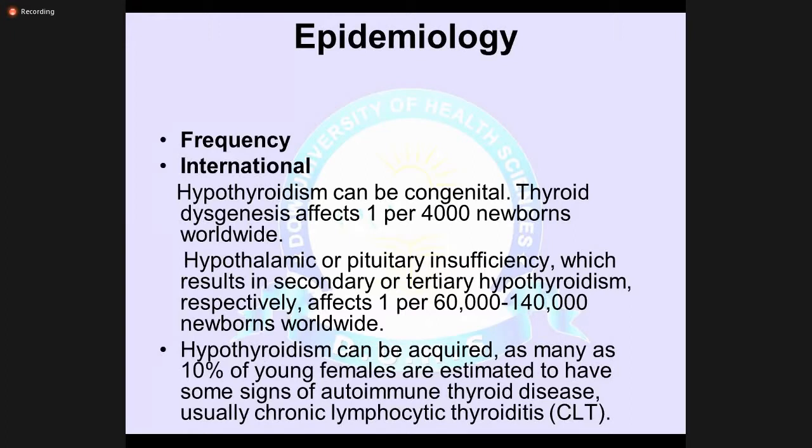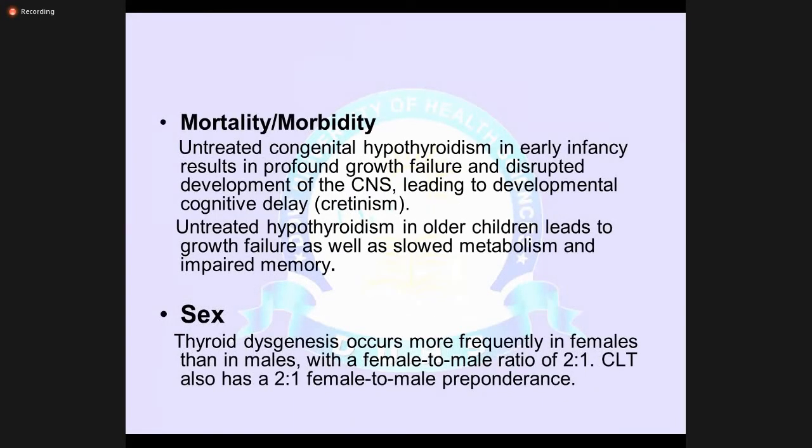Hypothyroidism can be acquired. As many as 10% of young females are estimated to have some signs of autoimmune thyroid disease, usually chronic lymphocytic thyroiditis. Now the mortality and morbidity. Untreated congenital hypothyroidism in early infancy results in profound growth failure, and disrupted development of the CNS, leading to developmental cognitive delay. And the condition is called cretinism.